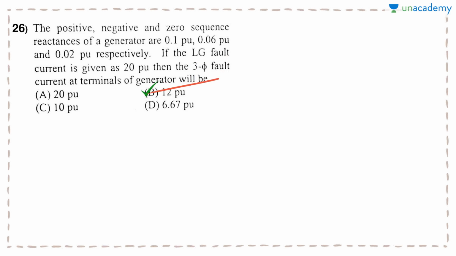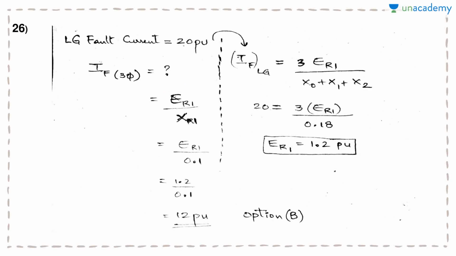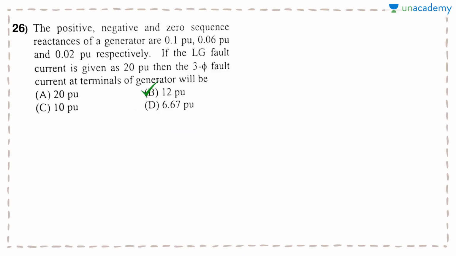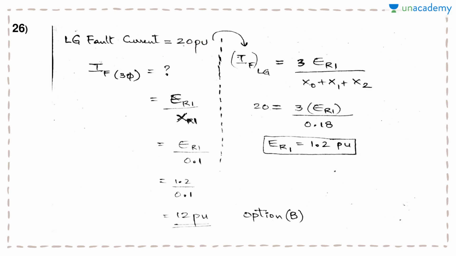So to find this, you just need to know the formula for line to ground fault current and three-phase fault current. Line to ground fault current is given as 20 per unit. They have asked for the three-phase fault current value. So what is the three-phase fault current value? It is nothing but ER1 by XR1. XR1, the positive sequence reactance, is given as 0.1, but ER1 is not given.